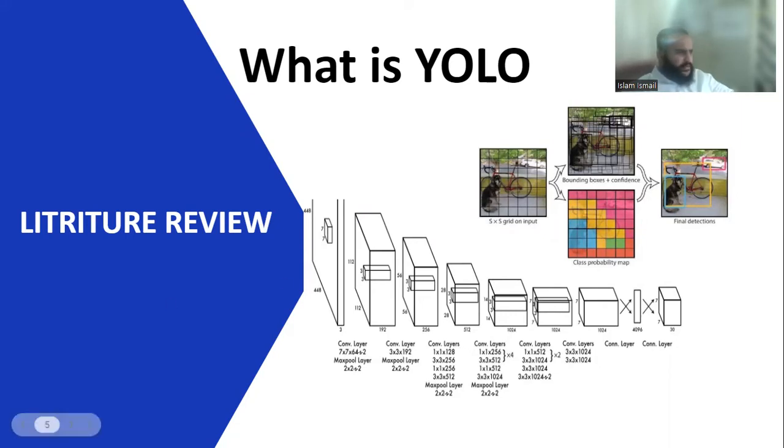As shown here in the figure, the YOLO architecture has 24 CNN layers, followed by 2 fully connected layers. The CNN layers are used to extract features from the input image, while the remaining connected layers are used to predict the output probabilities and coordinates. Basically, it divides the input image into S grid cells like in this figure, and then each grid cell predicts bounding boxes and their confidence scores.